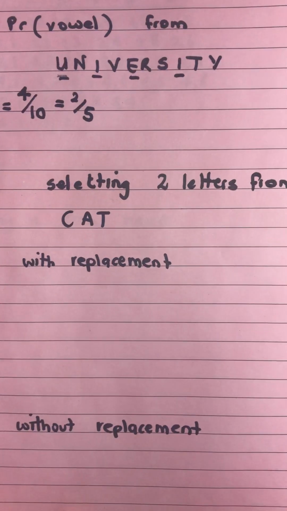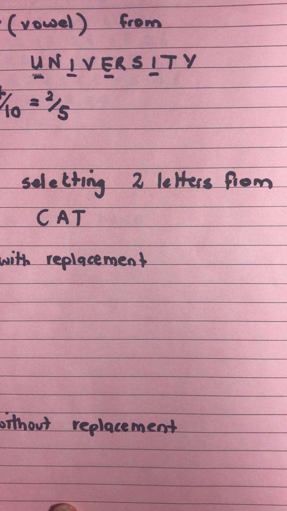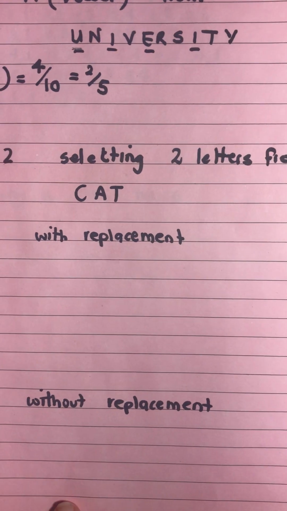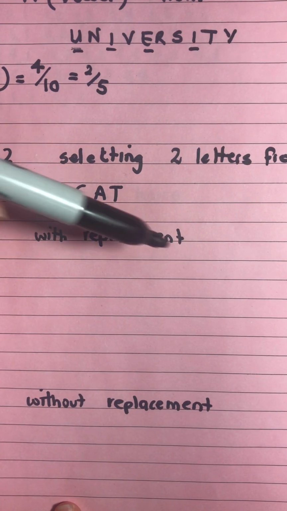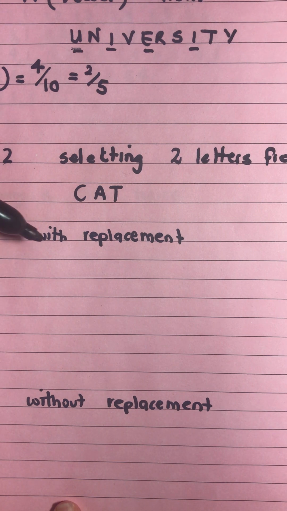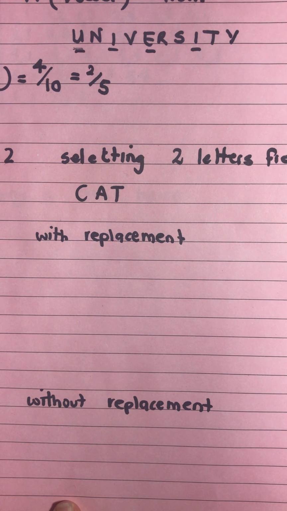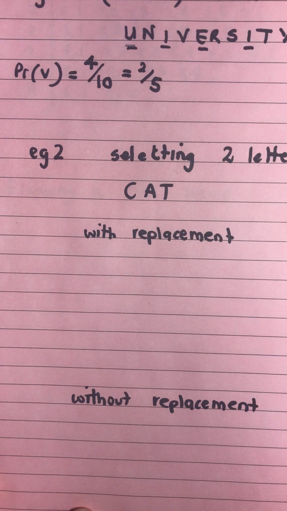In the second example, we're selecting 2 letters from the word cat. Now I'm going to go through 2 ways and 2 types that you'll see. So you might see with a replacement. So that means when you select one letter, you're then putting that back in before you select the second one. So what we can do is we can set up a tree diagram for that, or we can do a table. So I'm going to show you both of those.